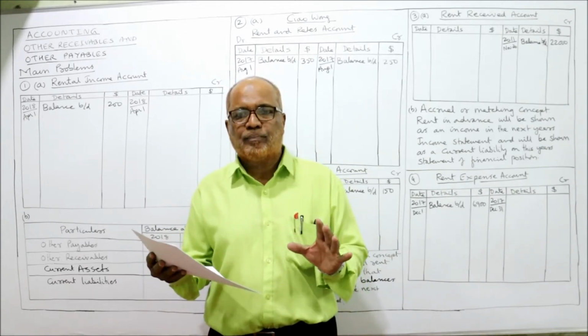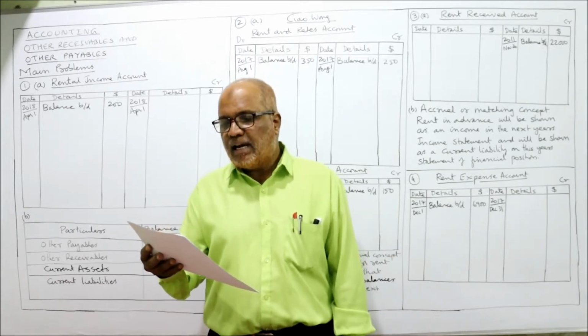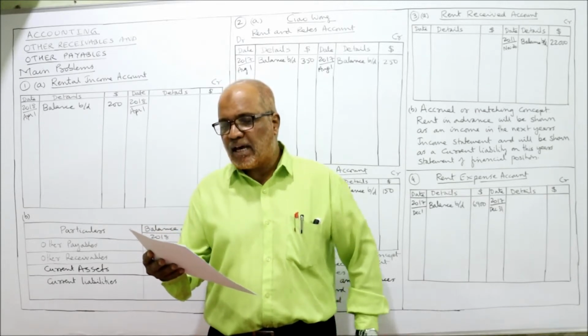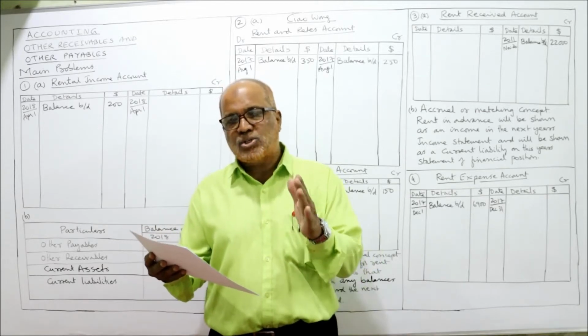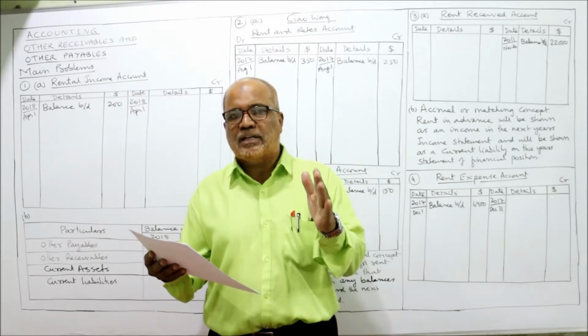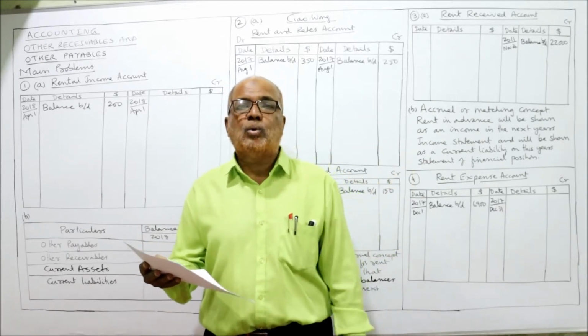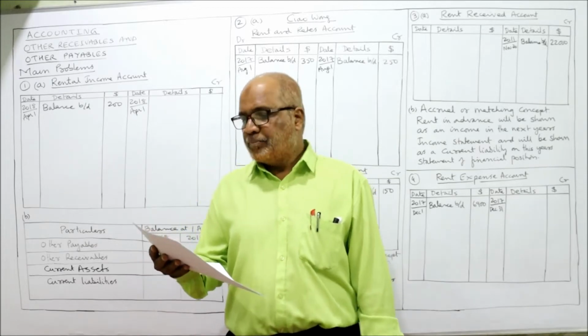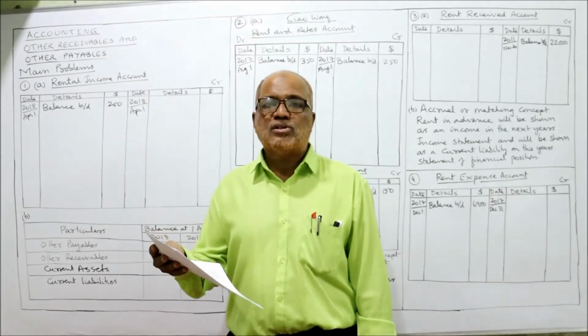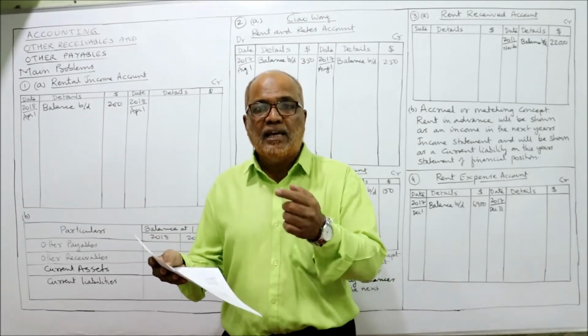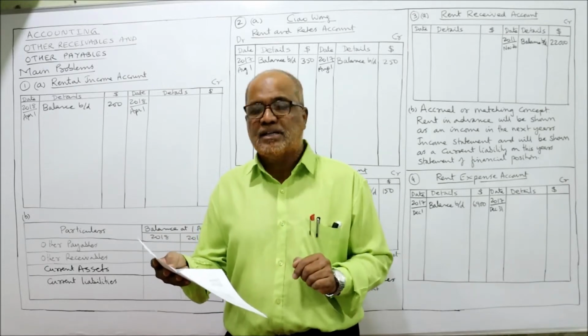Concentrate on the problem. During the year ended 31st March 2019, the year ends on 31st March 2019. So the year will begin from 1st April 2018. The following rental income was received. Here rental income, rent received, it's an income.